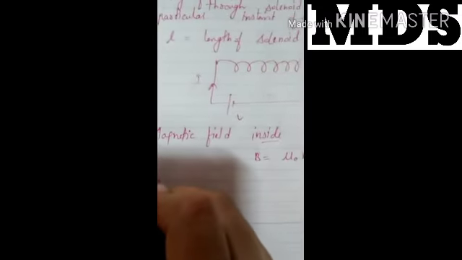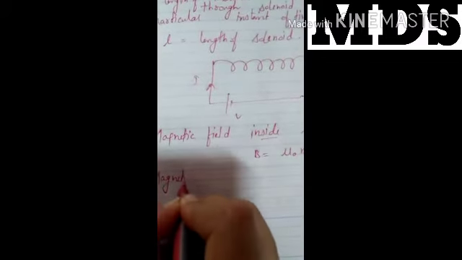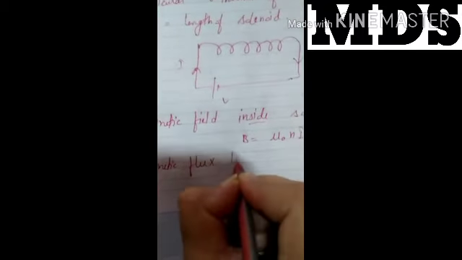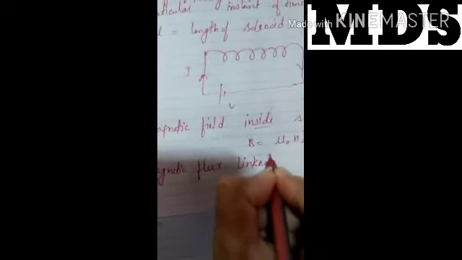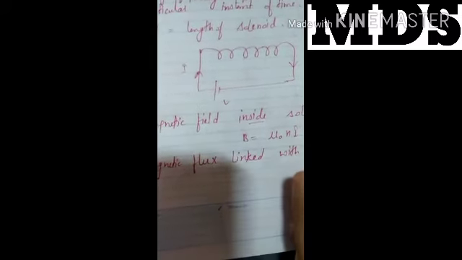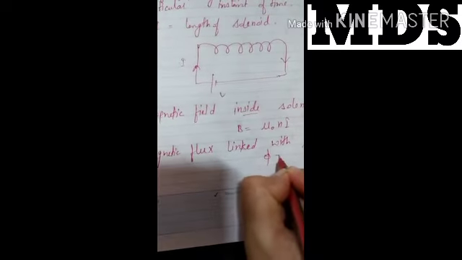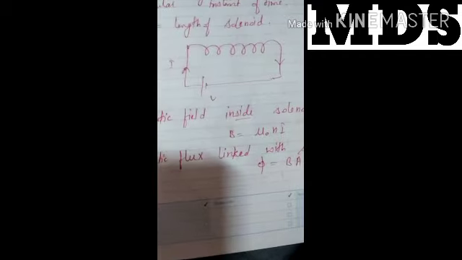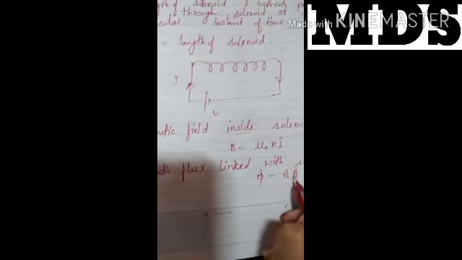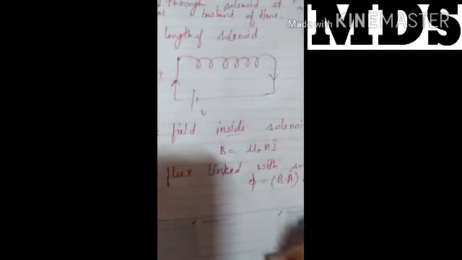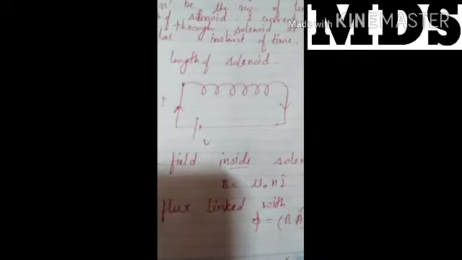Then the magnetic flux linked with the solenoid is phi equals BA times N, where B is the magnetic field, A is the area, and N is the number of turns of the coil. Clear? Now we put the value of B from this equation.